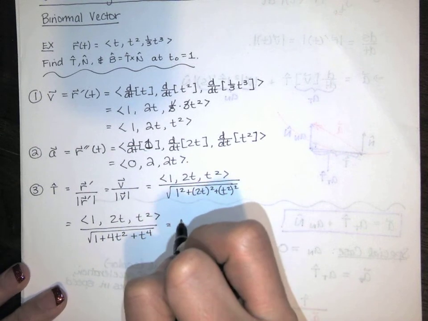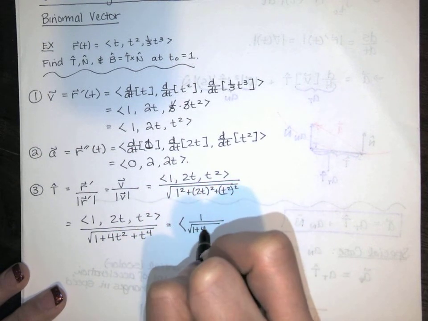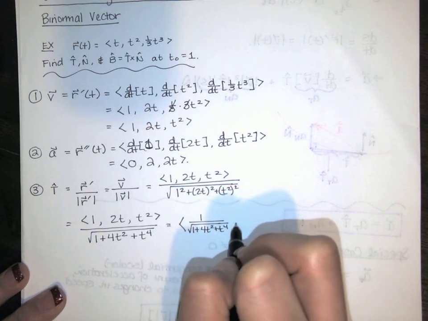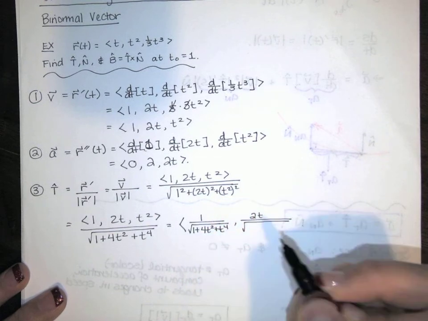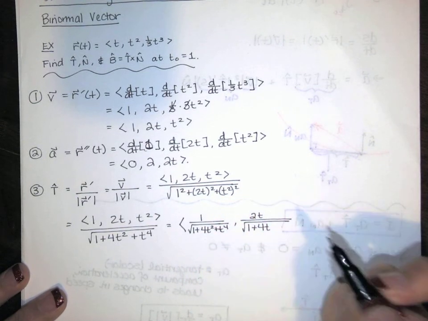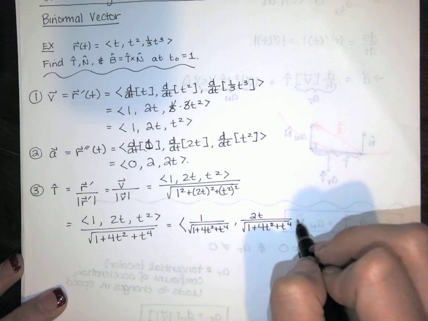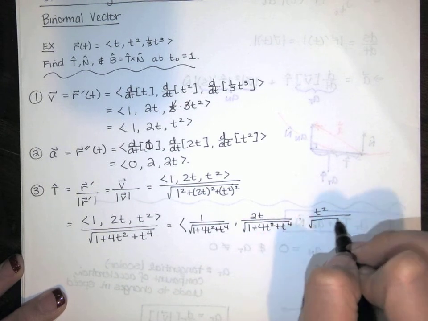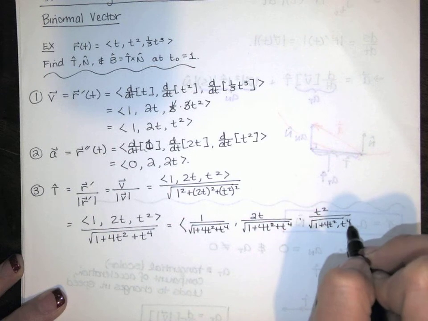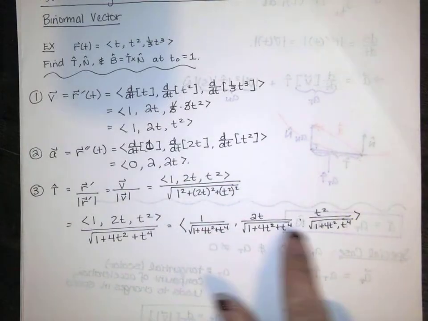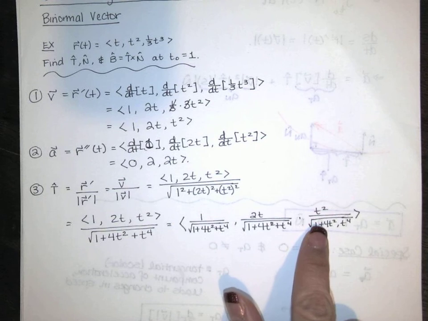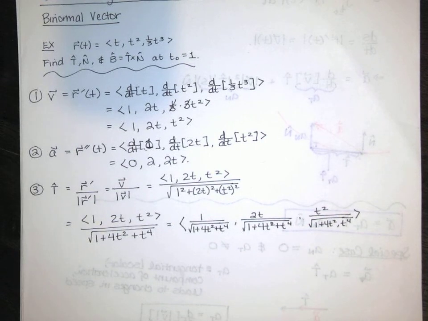So this is T hat. You can see why I don't want to use the formal definition of N hat. If I want to find N hat using this definition, I've got to take the derivative of this guy, which involves taking the derivative of this component and this component. Then when I'm done, I need to find its magnitude, and then divide by it. That's a lot more work than I want to do. So we're going to use this more efficient approach to find N hat instead.